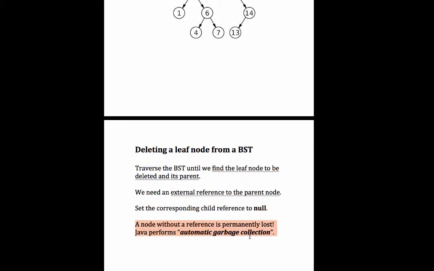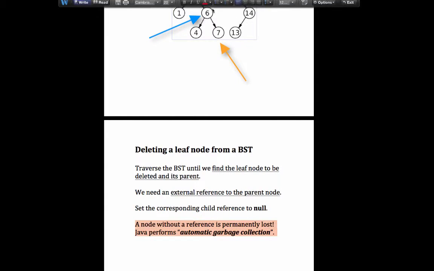And remember that Java performs what is known as automatic garbage collection. So let's assume, for example, that we want to delete 7. So we are going to traverse the tree. We are going to find a match with 7, and there would be a reference to 7, and we have also a reference to the parent node. And once we have that, it's very simple. We know where the parent node is. We're going to take then the right child in this case, and we're going to set it to null.